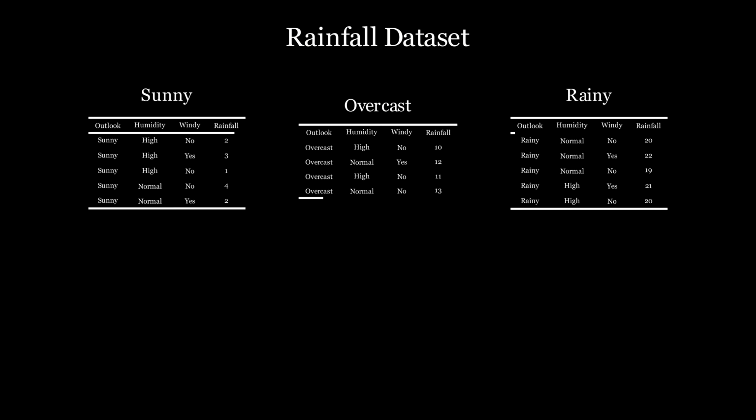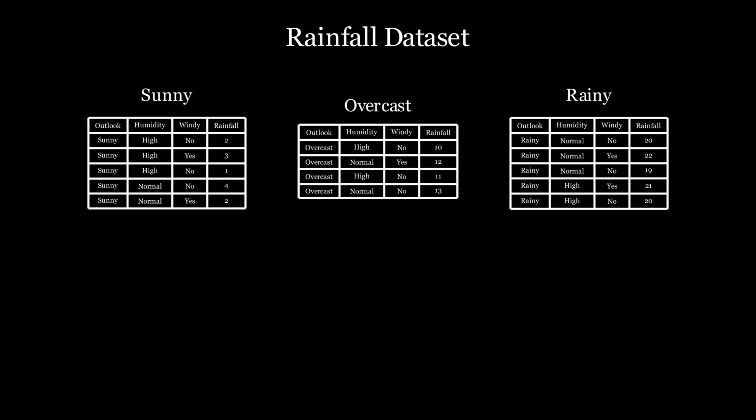Now, let's split the dataset based on the outlook feature and calculate the variance for each subset. The outlook feature has 3 categories: sunny, overcast, and rainy. Let's group the data accordingly. For the sunny group, there are 5 samples with rainfall values 2, 3, 1, 4, 2. The mean is 2.4, and the variance is approximately 1.04.